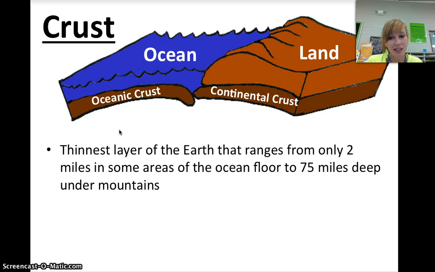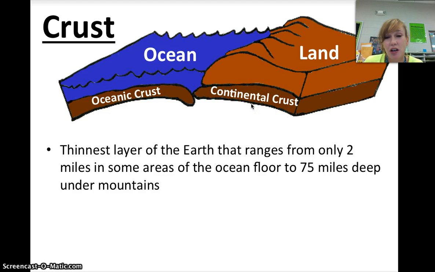So the crust is the thinnest layer of the earth, and in some places it's only 2 miles deep, and then in some other places it goes up to 75 miles deep. Under the mountains is where the crust is going to be the thickest, and on land it's the thickest, which the mountains in most cases are on the land. The oceanic crust is very thin, so it's much thinner than the continental crust.